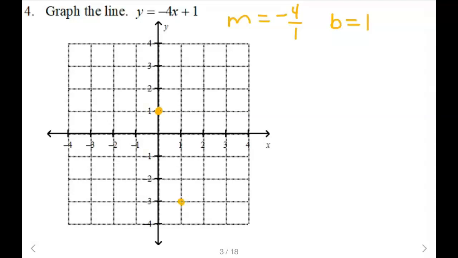If we had enough room, we could go up 4 to the left 1, but that would be a little bit off this grid. Negative slope, notice it's going downhill from left to right.